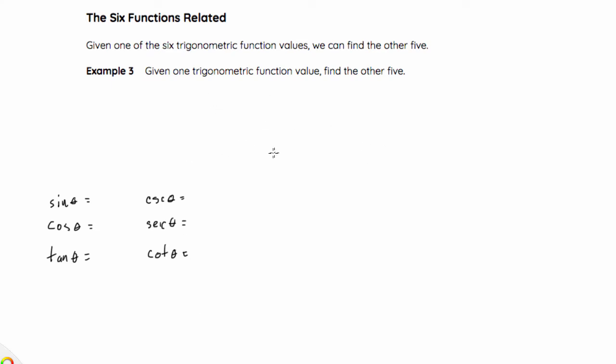Okay, so given one trigonometric function value, find the other 5. Okay, so let's give one here. So let's put down our given. So let's just make one up here. So given, let's say sine theta is equal to 2/3.